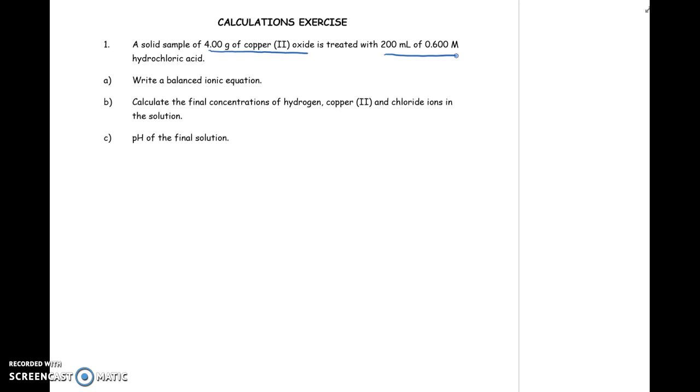Now the first part of the question asks us to write a balanced ionic equation. So we've got copper oxide, which is a base, and we're adding it to hydrochloric acid, which is an acid, so it's acid plus base gives salt plus water. Now we're going to have to do part B, find the concentration of the hydrogen, copper 2 and chloride ions.